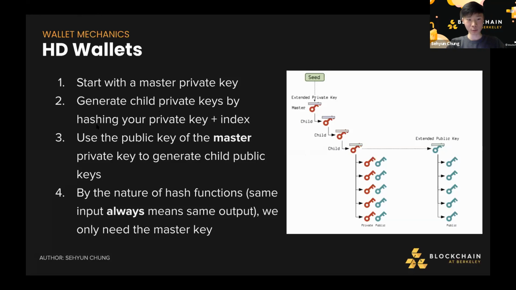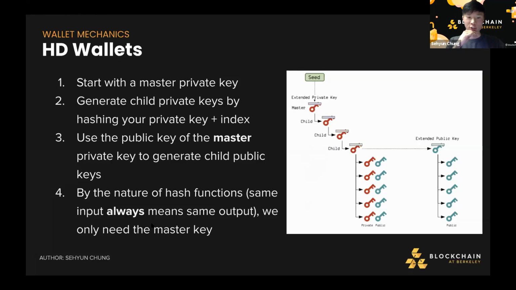We generate private keys by hashing the private key and the index of the child key. So say we have a child key at index 0, a child key at index 1, 2, 3, 4, all the way down. What we would do to generate these children is run the private key plus 0, and that's the hash. And then private key plus 1, that's the second child private key. Private key plus 2, that's the third child private key, and so on and so forth.